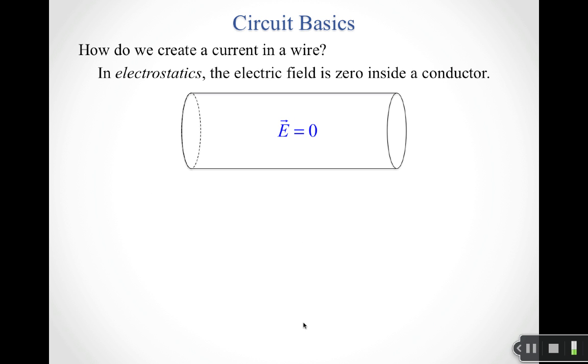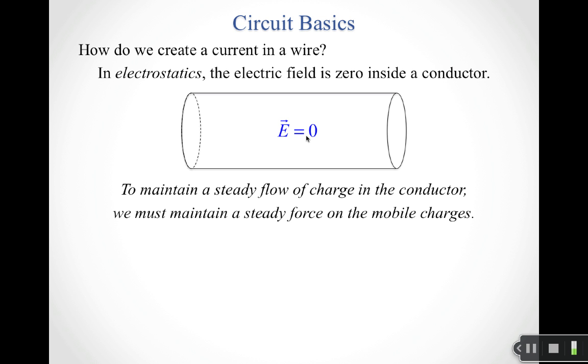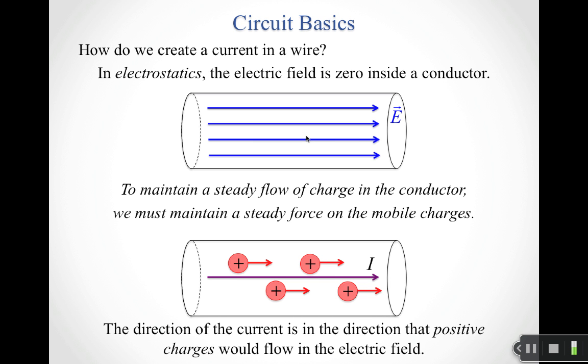So how do we create currents in a wire? You guys will know that when we talked about electrostatics, we said the electric field is zero inside a conductor. Our charges will move around to ensure that, and they'll move around on the outside of the conductor to ensure that the electric field inside of it is zero. That's what it means for a conductor to be in electrostatic equilibrium. Well, if we're going to have current flowing around, that means we need to have a steady flow of charges. In order to do that, we have to maintain a steady force acting on them. So something has to push those charges around.